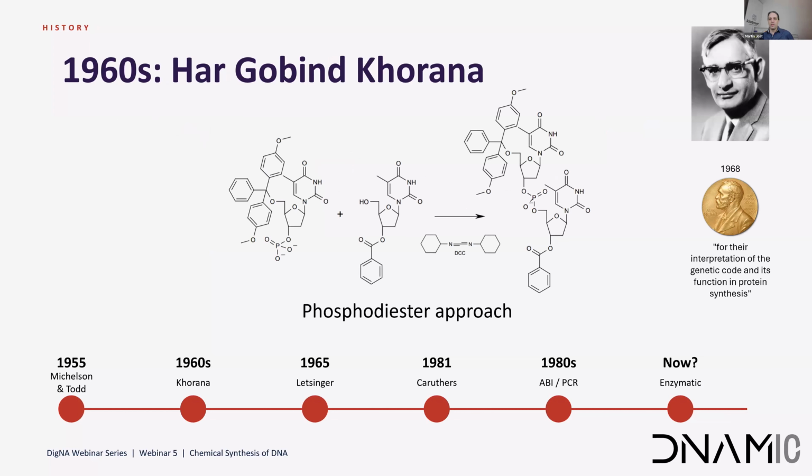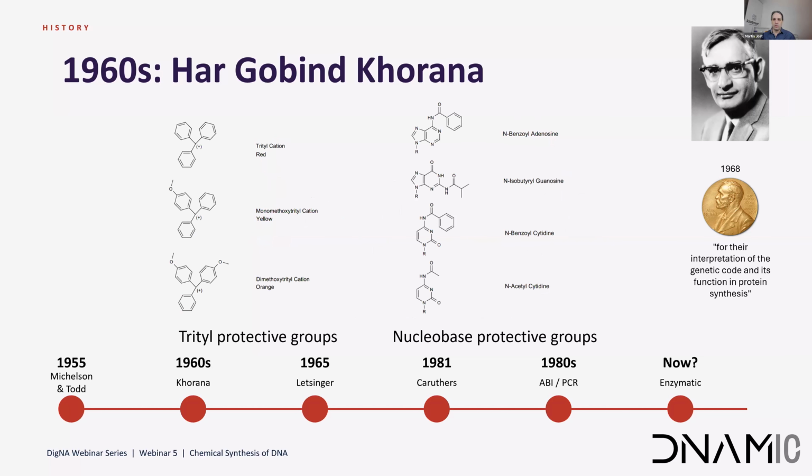In the 1960s, Khorana developed the phosphodiester approach, which allowed the systematic assembly of defined oligonucleotide sequences. And these synthetic oligonucleotides were instrumental in cracking the genetic code, earning Khorana the 1968 Nobel Prize. Khorana's group also developed most of the protective groups still used in modern synthesis, such as the DMT group. This is bright red and can be used to monitor the progress of a synthesis in real time. Also, the groups protecting the nucleobases shown on the right side are still in common use.